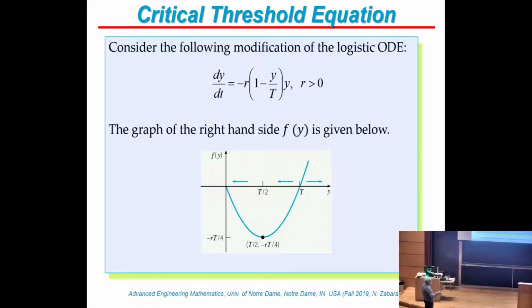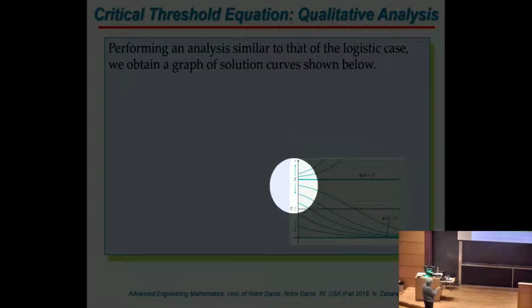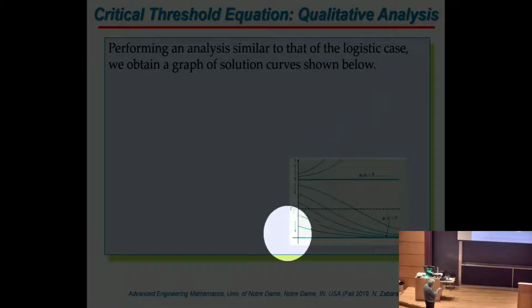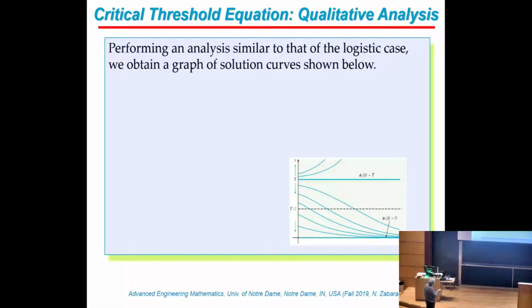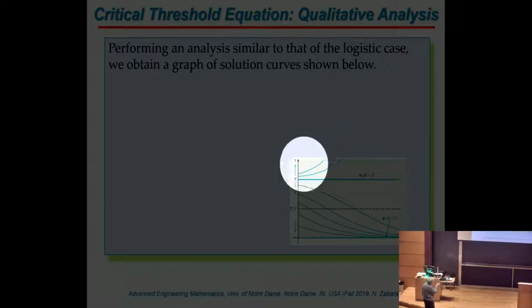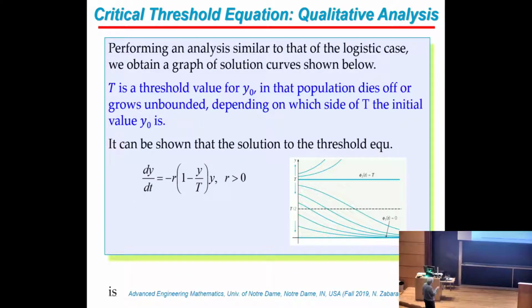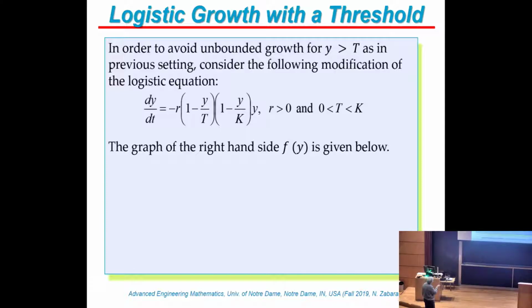If you try to discuss what's going on with this equation, you get the opposite thing. If you are below this value t, everything goes to 0. If you're above, you go to infinity. So this is an unstable mode, and the 0 becomes a stable mode. The question is, can you do something to correct that, so that above the value of t, the solution does not go to infinity? And here is one improvement of that model. There is the improvement.